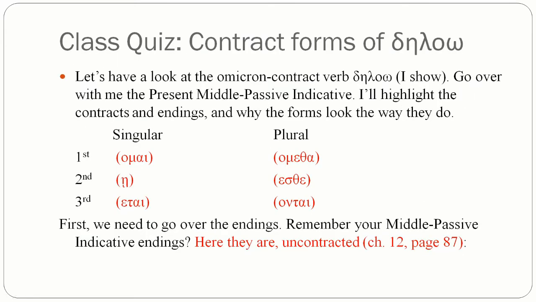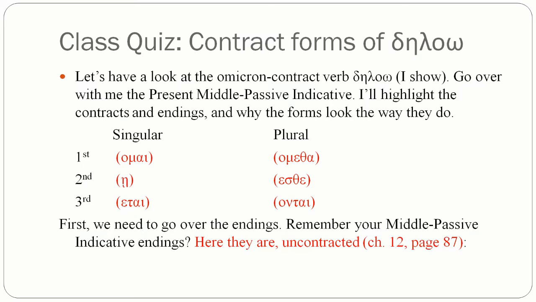Now, here is an in-class quiz to see how you're following along. Let's look at the omicron-contract verb delao, and let's go over the present middle passive indicative. First of all, you should know the endings for the present middle passive. If you don't know them, go back to chapter 12 and find those endings there. But I've put those endings up here in red: amai, e, etai, ametha, esthe, antai. That's the uncontracted endings.